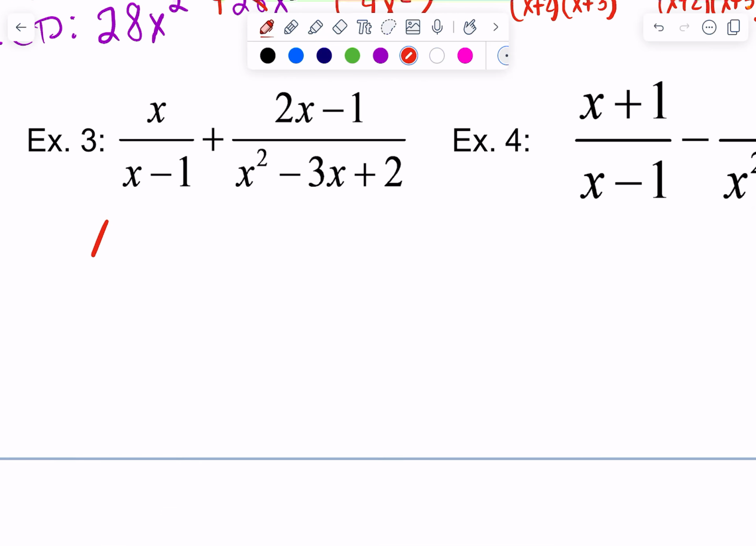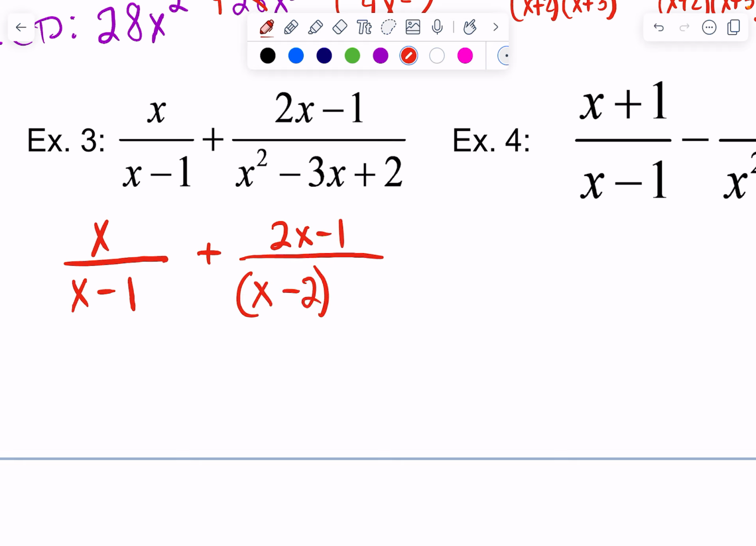First things first, let's go ahead and rewrite the rational expressions in fully factored form. So I've got here, this is going to be (x - 2)(x - 1). How did you get that? Remember, what times what is 2, but when added together is negative 3. Next thing we're going to check for is the LCD. And the LCD here in this case will be (x - 2)(x - 1).